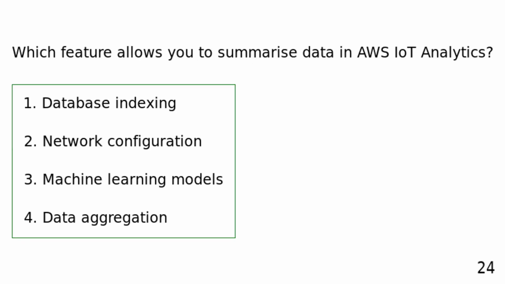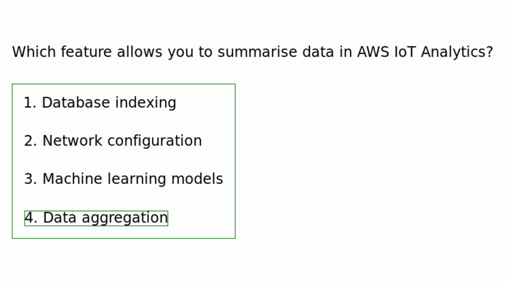Which feature allows you to summarize data in AWS IoT Analytics? Database indexing. Network configuration. Machine learning models. Data aggregation. Data aggregation in AWS IoT Analytics allows for summarizing large sets of data.